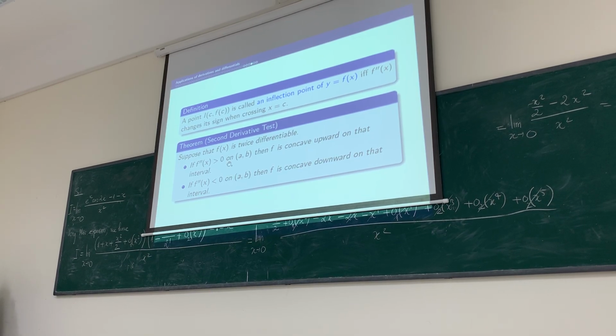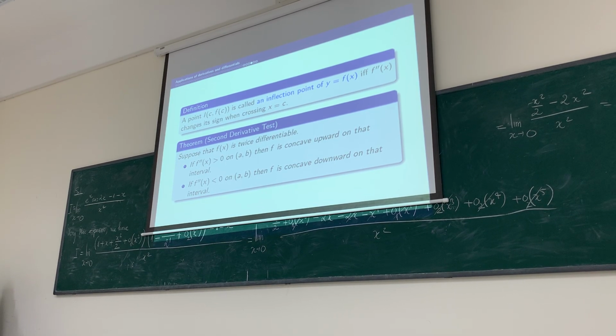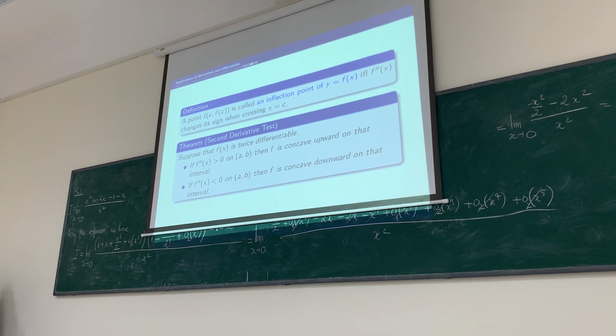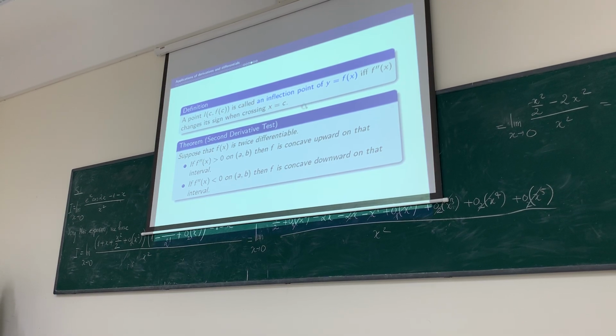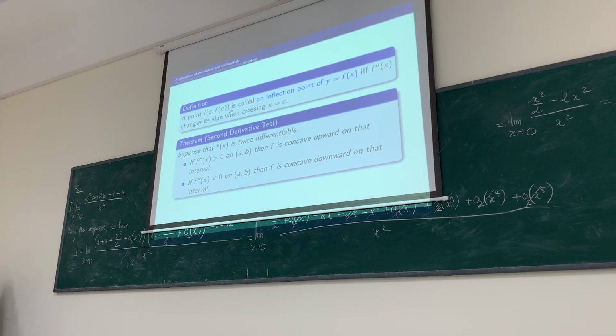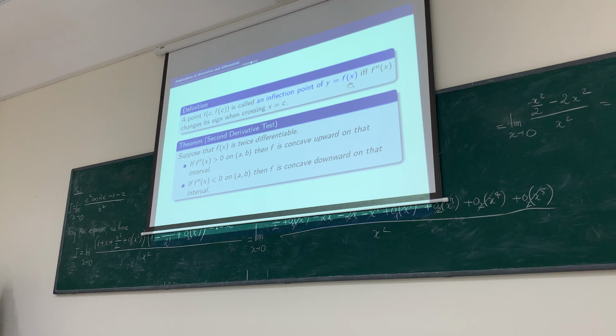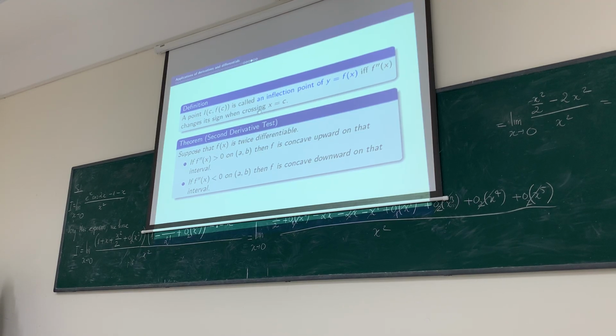The point connecting a concave upwards curve and a concave downwards curve is called an inflection point. A point c is called an inflection point of a function y equals f(x) if and only if f double prime changes its sign when crossing x equals c.